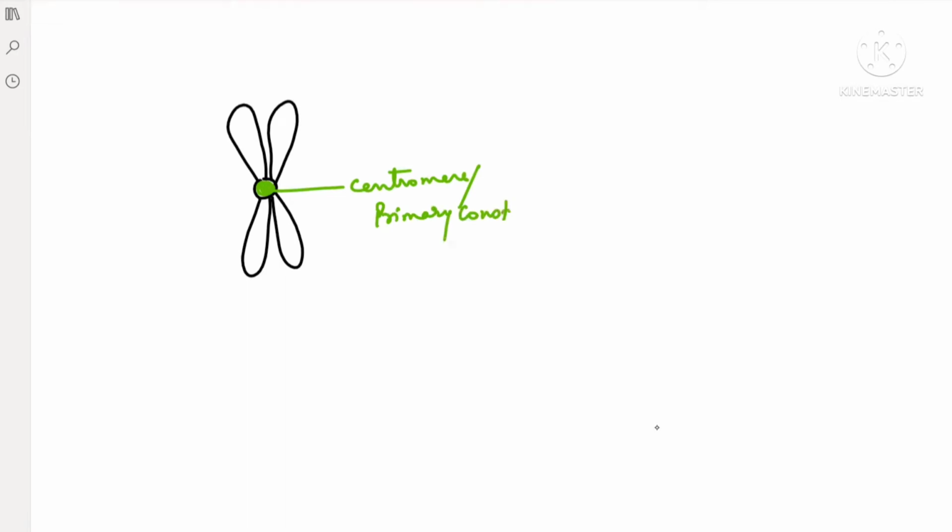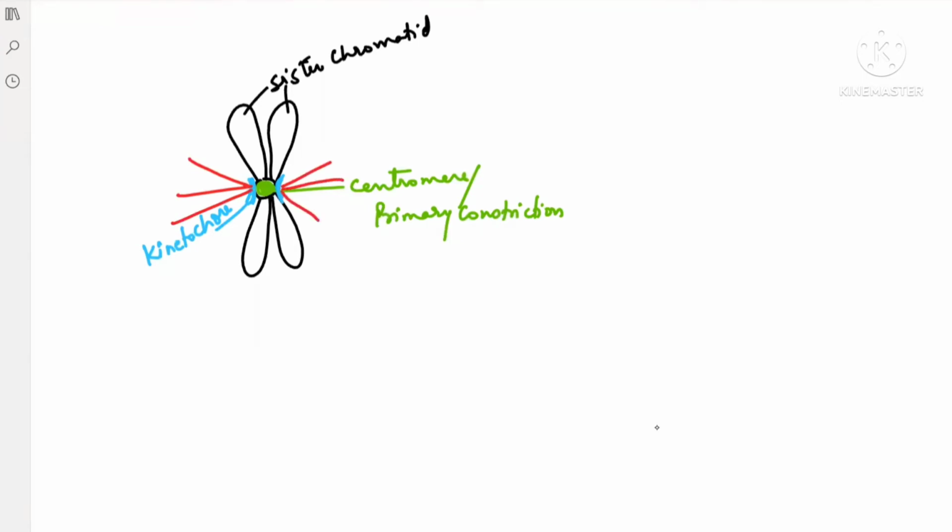Primary constriction. And these two are your sister chromatids. On either side of the primary constriction, you find this proteinaceous disc-like structure. This is known as the kinetochore, where the spindle fibers will attach. So please make a diagram, it will help you learn this way. These are the spindle fibers.